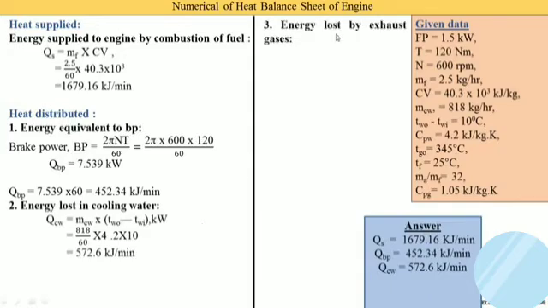And the third one is the energy lost by the exhaust gases. For that we use the calorimeter, and QE is equal to mass of gas into specific heat of the gas into the temperature of exhaust gas at the inlet of the calorimeter minus the final temperature TF.